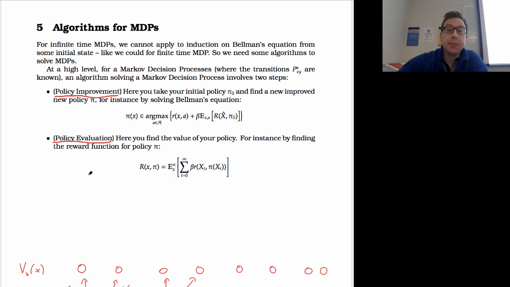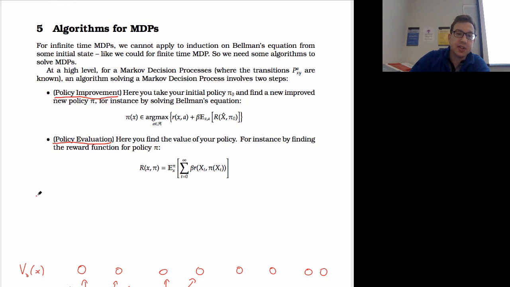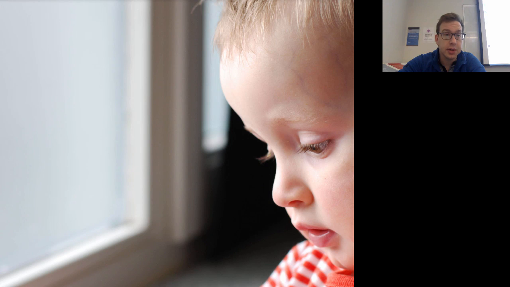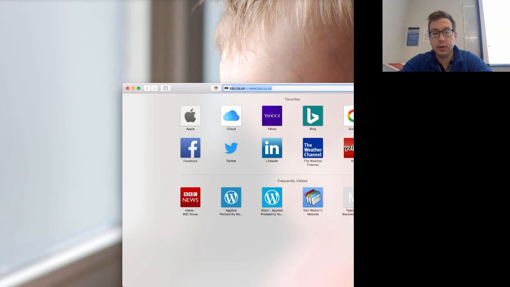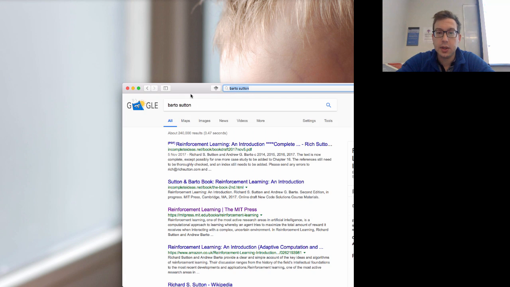Right. And just to mention references, there's quite a nice discussion of this in the book by Barto and Sutton, which has quite a nice assessment of algorithms. We'll cover some of the aspects of that book, and you can download it online.